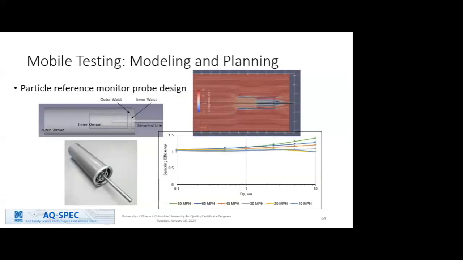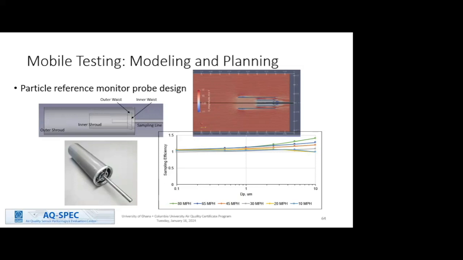Okay, so there's also some modeling and planning that went into the particle reference monitor sampling probe. We might have this kind of inclination. If you are fortunate to have a particle reference monitor in your vehicle, you might want to just stick a tube out the window to collect your reference monitor samples, right? But for any of us who are particle physicists or aerosol scientists, that's not really great practice because particles, depending on how big they are, have inertia. So they have resistance to changing their movement direction if the gas flow is also changing.